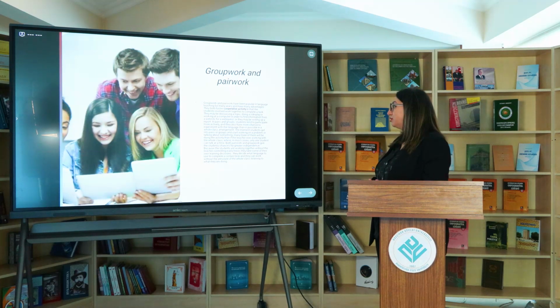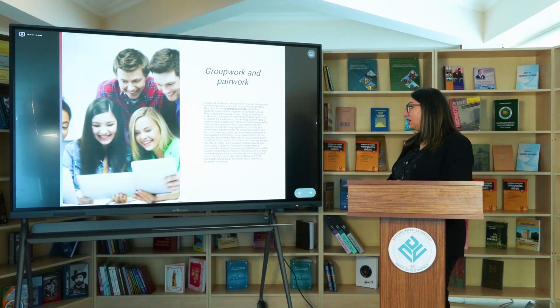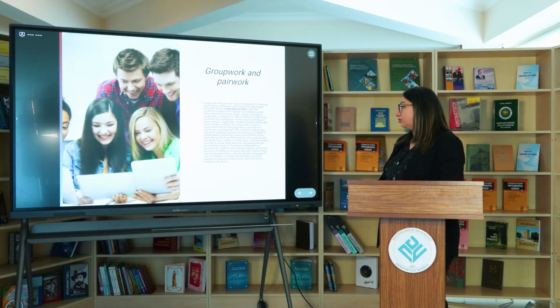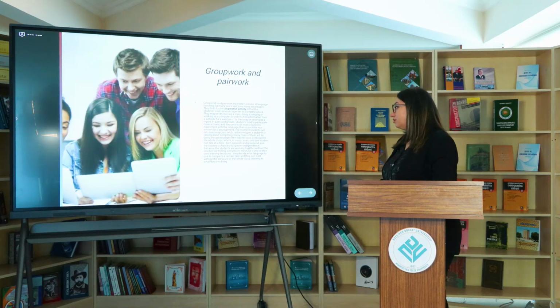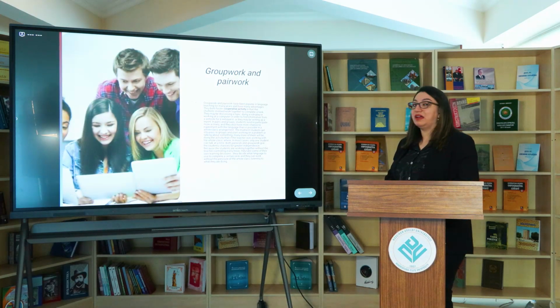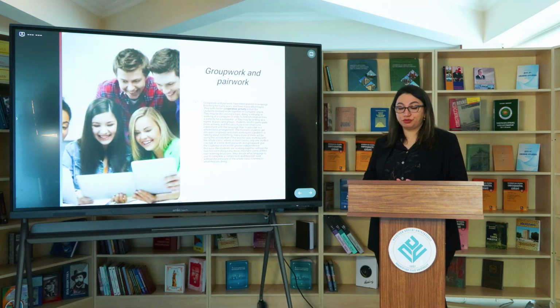And in this moment, students get into pairs and groups and start working on a problem or talking about something. Many more of them will be doing the activity than if the teacher was working with the whole class. Both pair work and group work give students a chance for greater independence, because the students are working together without the teacher controlling, and they take some of their own learning decisions. They decide what language to use to complete a certain task, and they work without the pressure of the whole class listening to what they are doing.